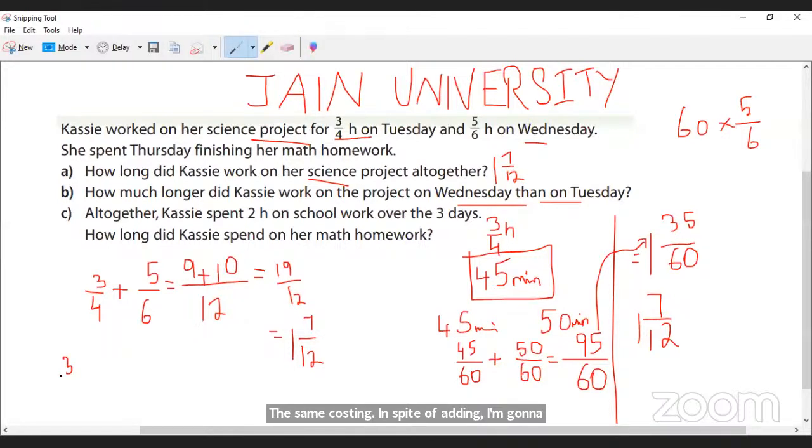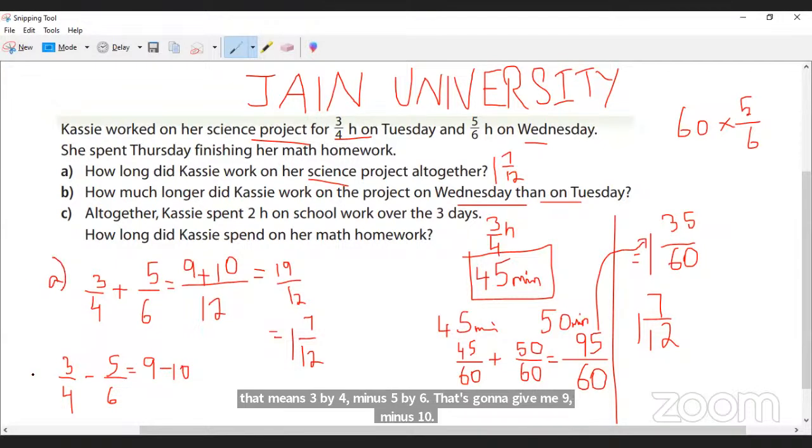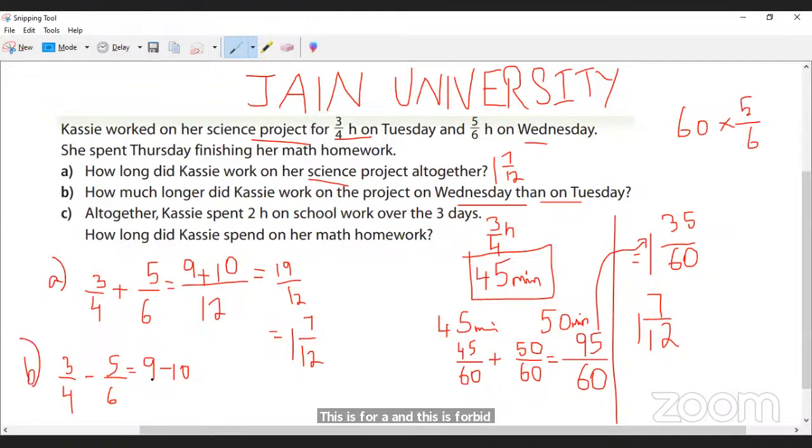The same question, in spite of adding, I'm going to subtract. So that means 3/4 minus 5/6. That's going to give me 9 minus 10, this is for A and this is for B, divided by 12. That's equal to negative 1/12. That means it's 1/12 longer. Okay. So it is 1/12.